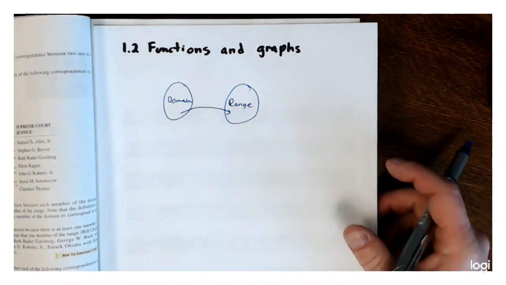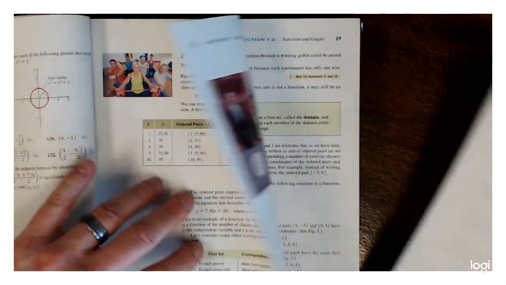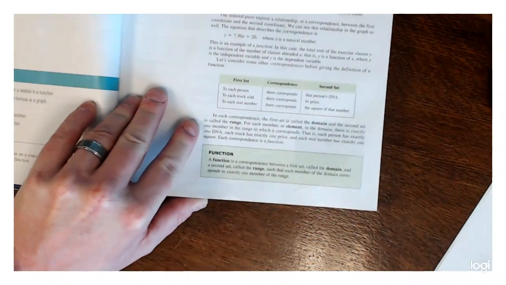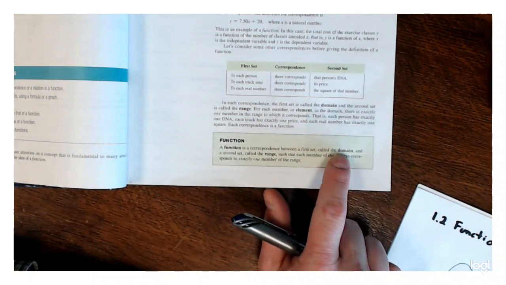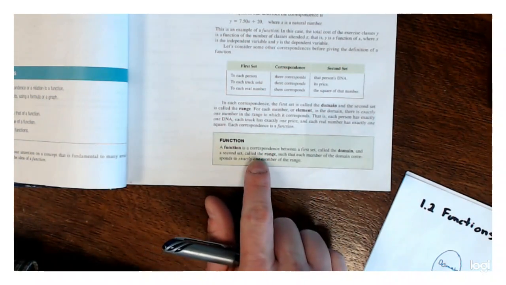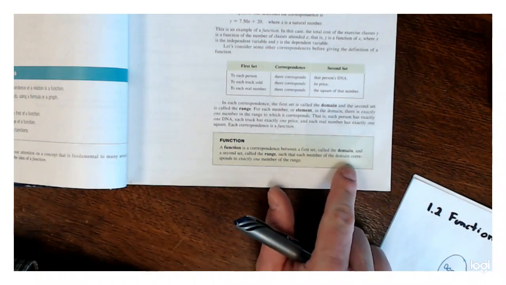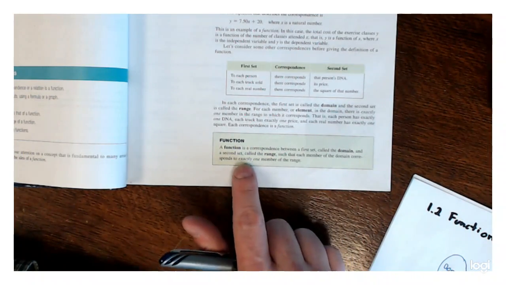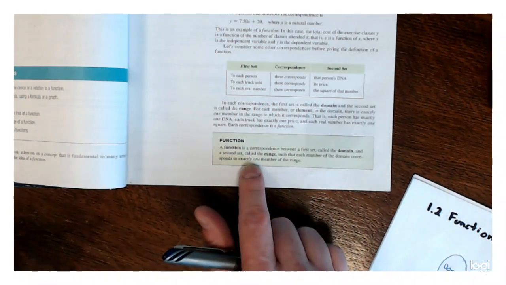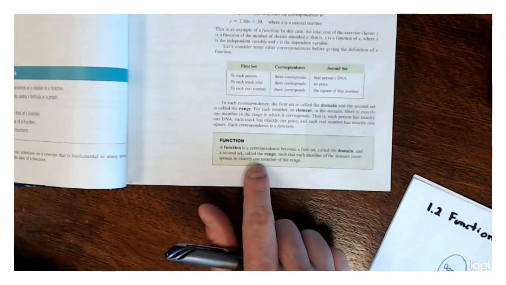But a specific type of relation is called a function. And a function is a correspondence between the first set called the domain and a second set called the range, such that each member of the domain corresponds to exactly one member of the range. And this is the important part of the definition, that it corresponds to just exactly one.